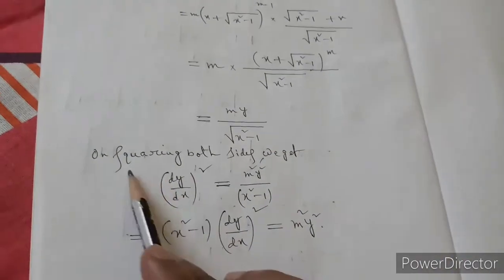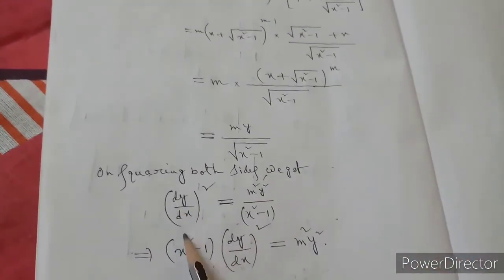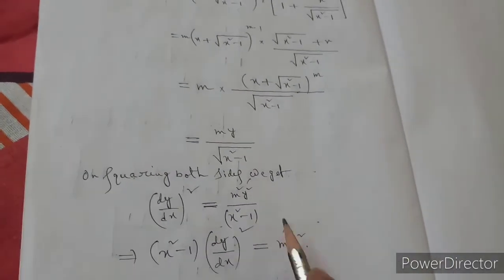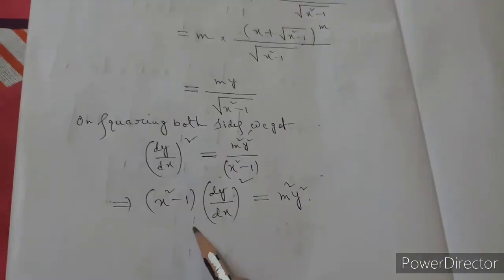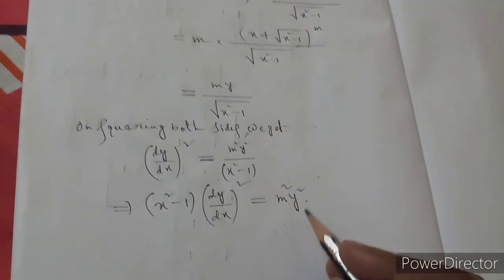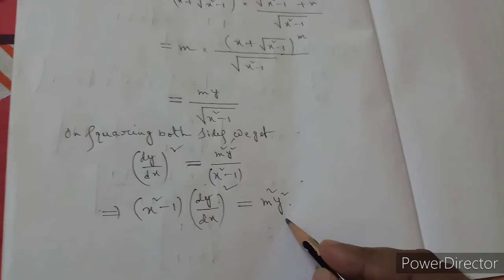Now squaring both sides we get (dy/dx) whole square equal to m square y square by (x square minus 1). Got it? Now cross multiply, (x square minus 1) into (dy/dx) whole square, that should be m square y square. Okay, thank you so much.